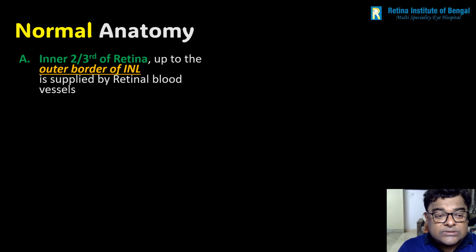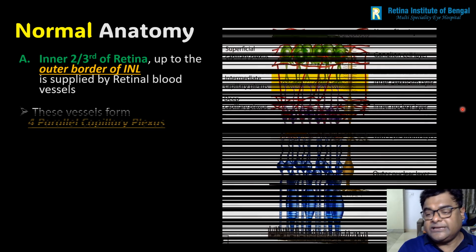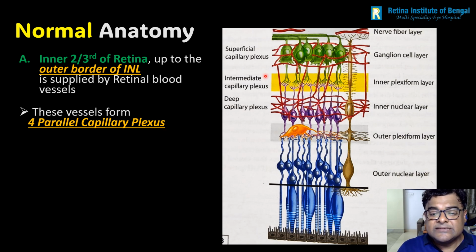So the inner two-thirds of the retina is supplied by retinal blood vessels, up to the outer border of the inner nuclear layer. So you see this, the inner nuclear layer is this layer, and this is where the retinal blood vessels stop. From the outer plexiform layer on downwards, you don't have supply from the retinal blood vessels.